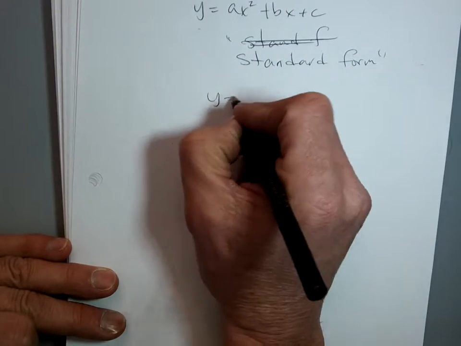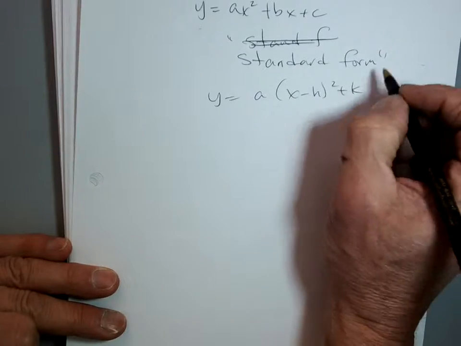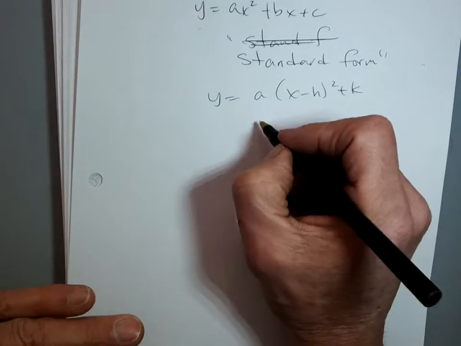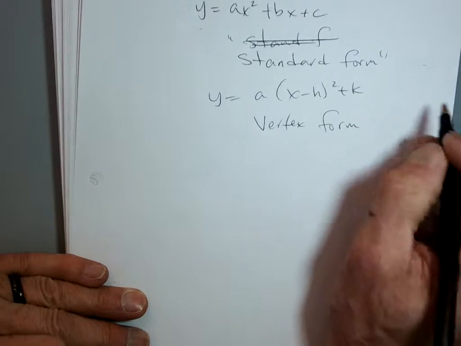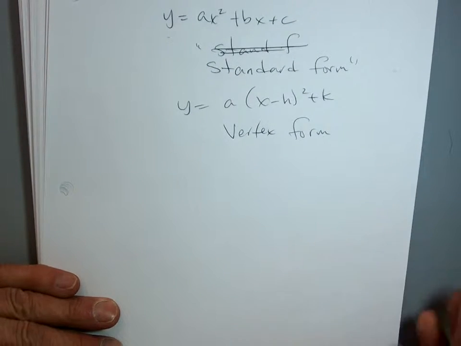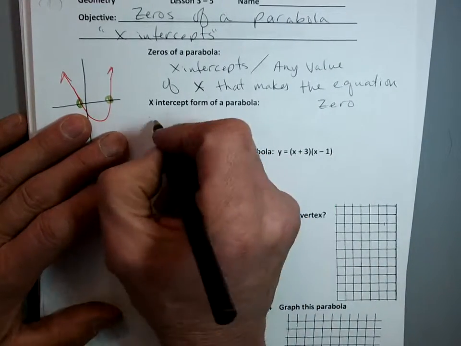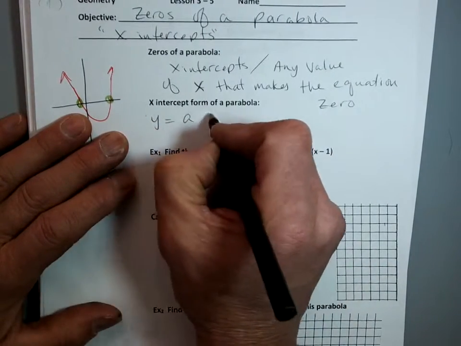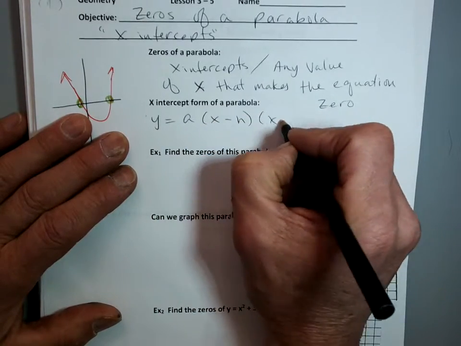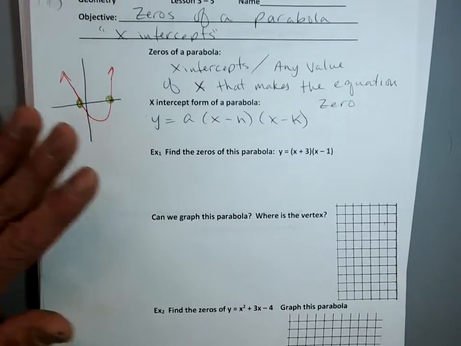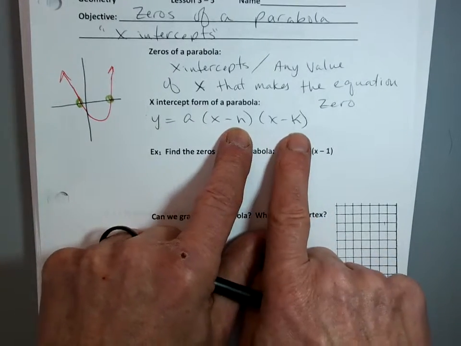We've seen y equals a times x minus h squared plus k. Don't write this down, you can just watch, you guys know this. That's vertex form, right? You guys agree with that? Hopefully you know that, because you just took a quiz. And then finally, today we're going to a third kind, and that's x-intercept form. If we have y equals a times x minus h times x minus k, that's what we call x-intercept form. And these would be my x-intercepts, or my zeros.